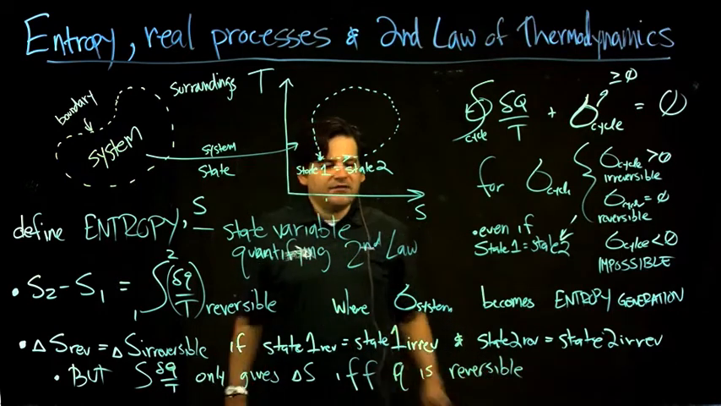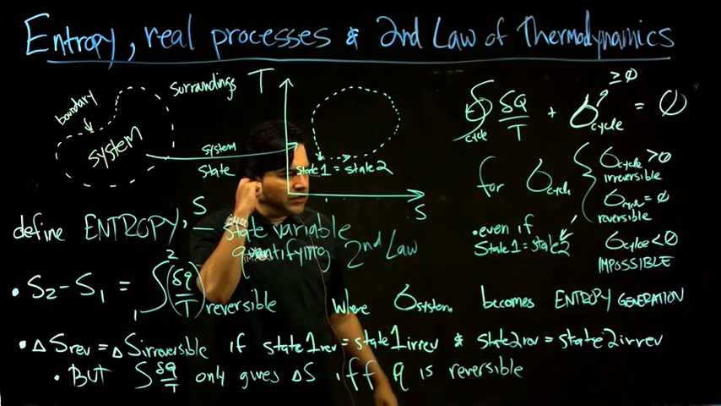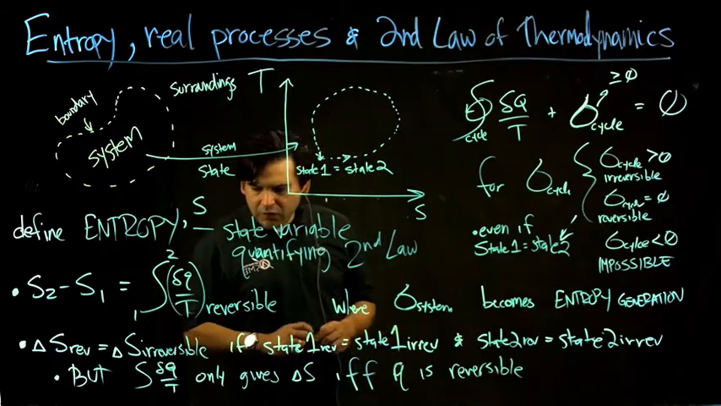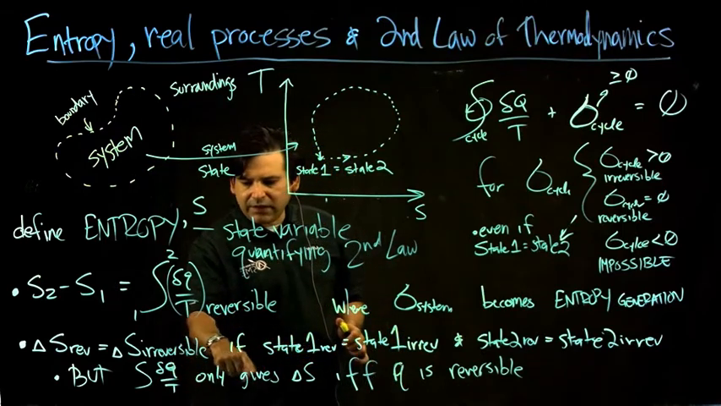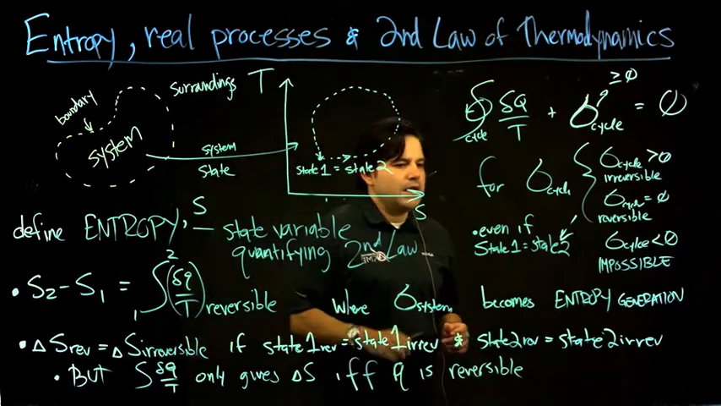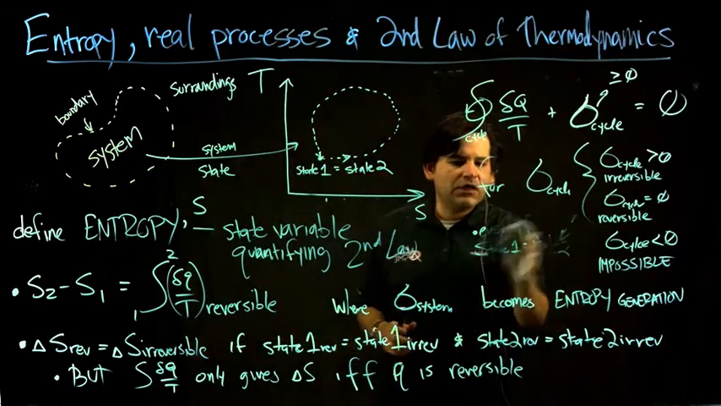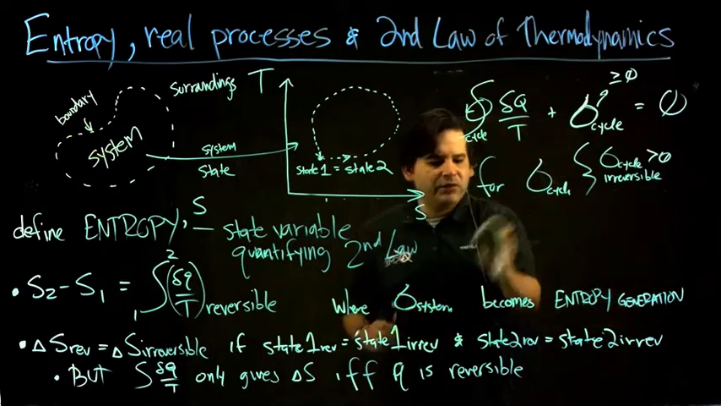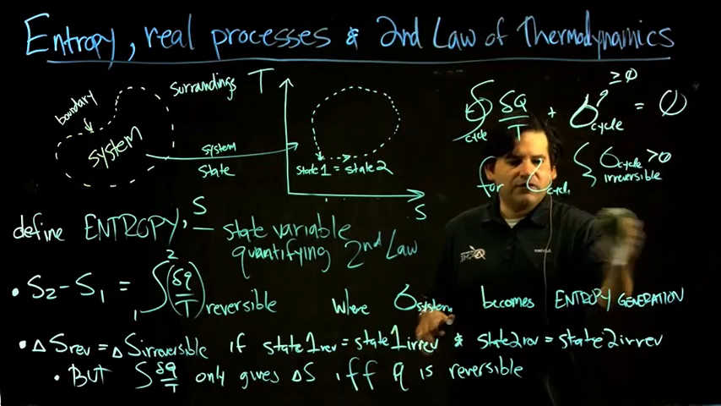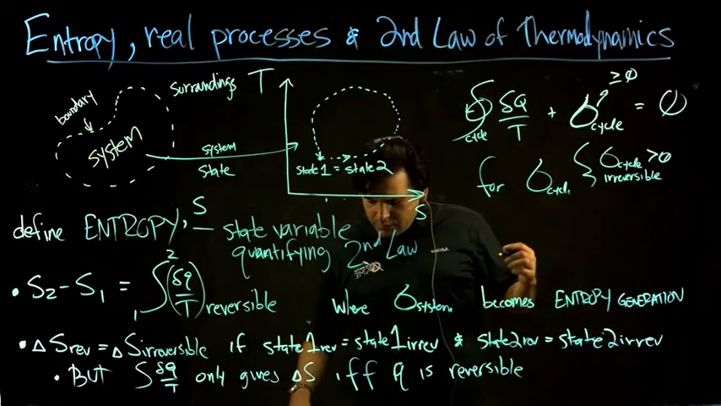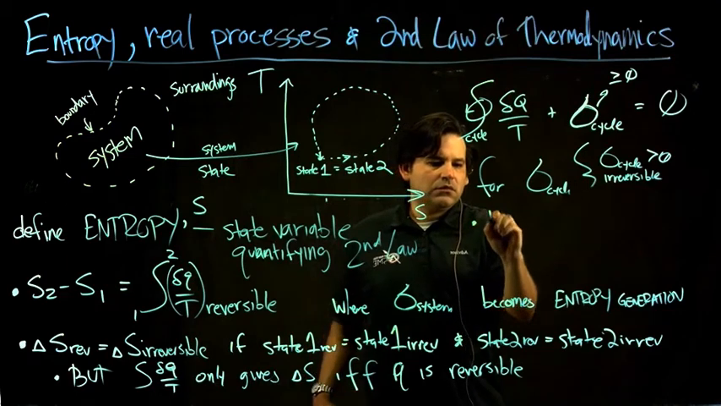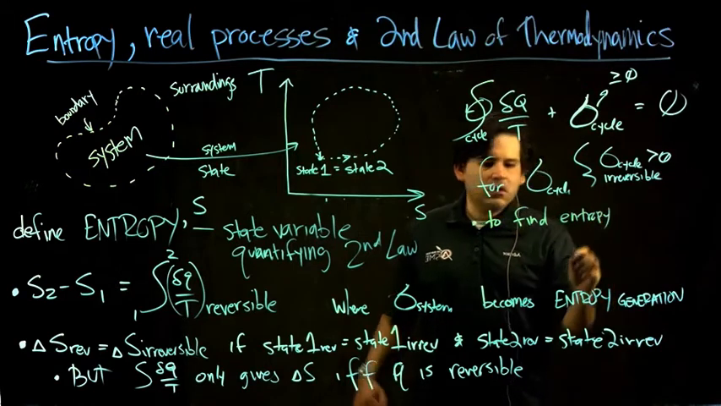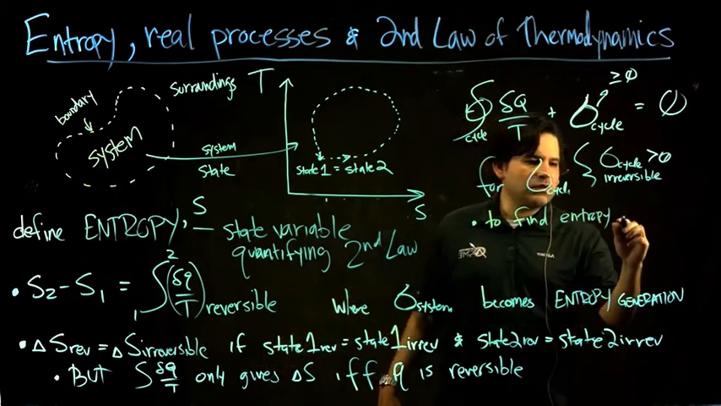So if you know the state variables, you can use those, or you can use tables. If you know that the heat transfer occurs reversibly, then you can use this equation. And another I'll write down on how you get entropy would be something like this. How do you quantify it? So to find entropy, you use a reversible heat transfer.